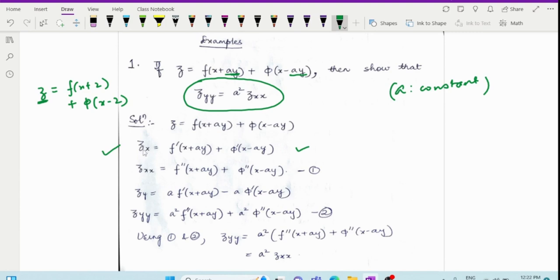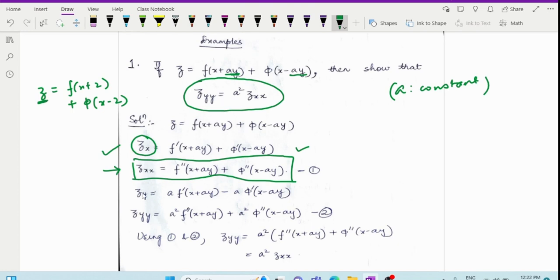That's the partial derivative of z with respect to x. Now one more differentiation of this partial derivative with respect to x again is going to give you the second order pure derivative zxx. Once again, using the same logic, you will differentiate this partially with respect to x. f dash will become f double dash into the derivative of x plus ay, again a 1, plus phi double dash of x minus ay. So that's what you get as the answer to zxx. Now the question wants you to show that zyy is a square zxx.